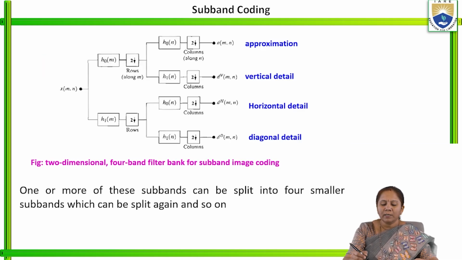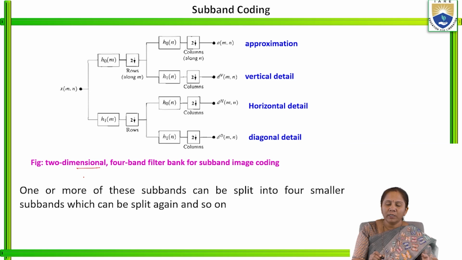Now, here is another block diagram like what we have seen previously. This is another block diagram which includes two dimensions. In the previous slides we have seen one-dimensional, that is x of n, having two subbands, that is y0 of n and y1 of n. Here we are considering two-dimensional input and a four-band filter bank for subband image coding. Previously it was x of n, one-dimensional.